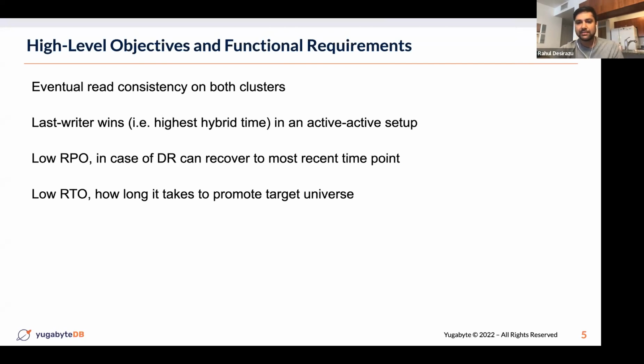So kind of minimizing this number is obviously an objective. And finally, RTO. So how long does it take for the new system to come up and running? And given that the target universe is just a Yugabyte cluster, it's as simple as redirecting the client over from the source to the target and then just continuing to run the workload.